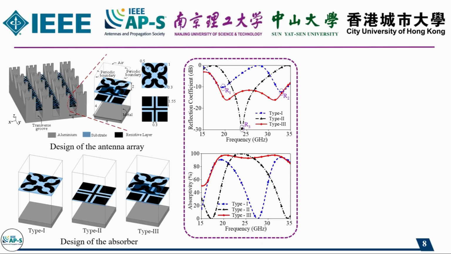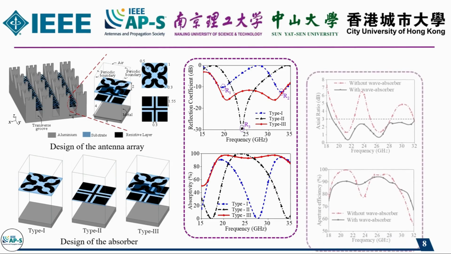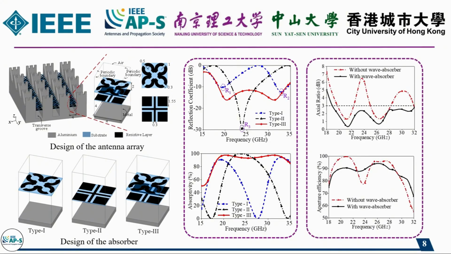The following figure shows the wave absorber structure under the periodic boundary condition from the reflection coefficient. The combination of type 1 and type 2 can realize full band wave absorption from 18 to 32 GHz. The figure on the right shows the effect of the presence or absence of an absorber structure on the radiation performance of the array, with the main improvement being in the axial ratio.